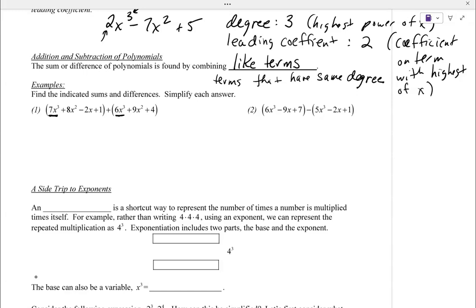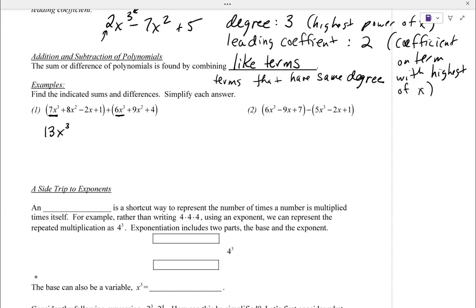Think about them as kind of like apples, ideas. I've got 7 apples and 6 apples. How many apples total do we have? 13. That's exactly what we just add the coefficients as we go along. So we have 13x cubed. When we add, we're not changing the exponent at all. We're just combining the coefficients together.